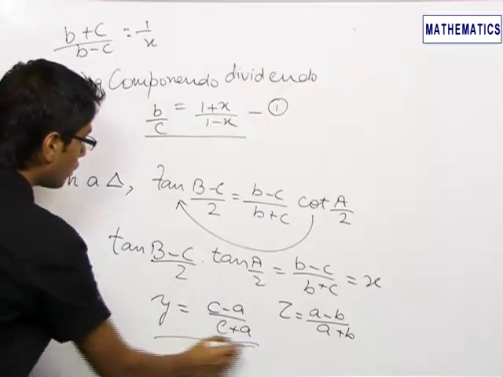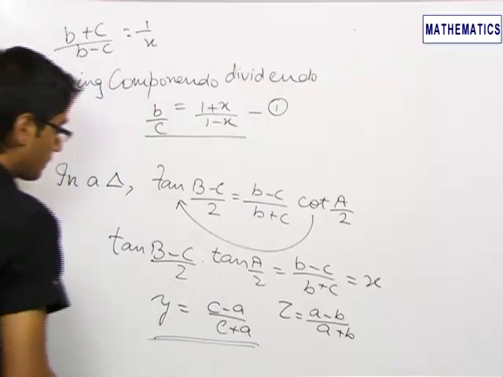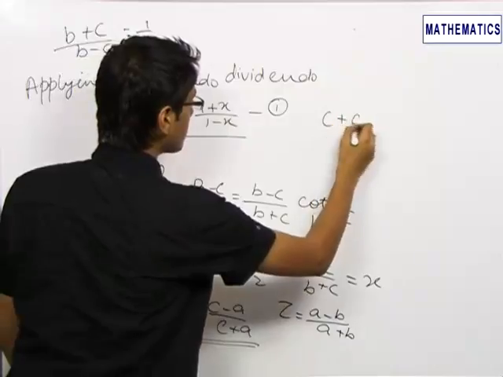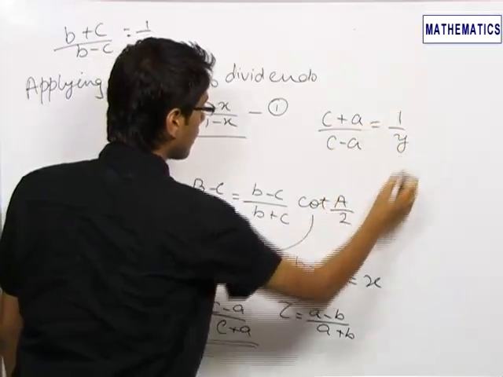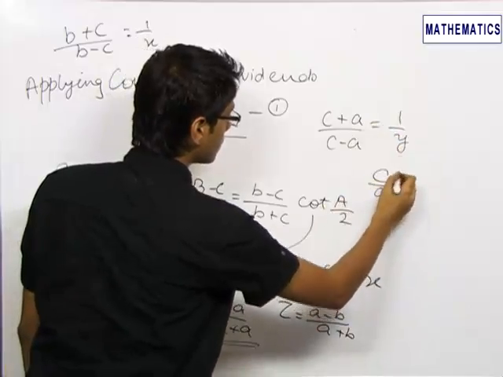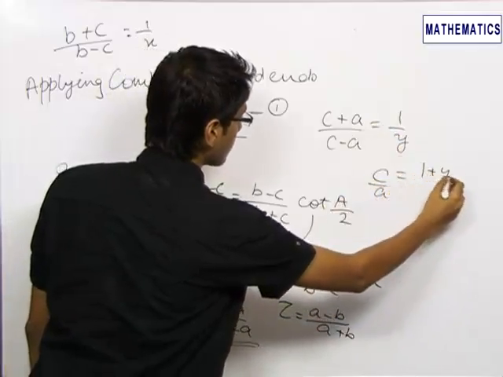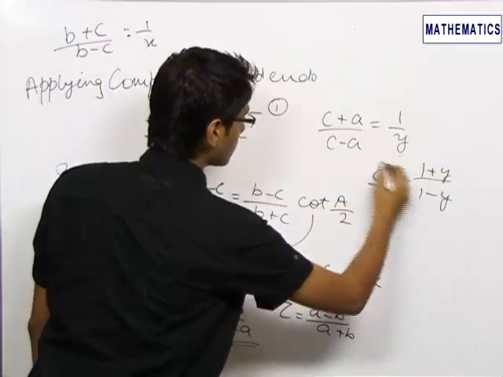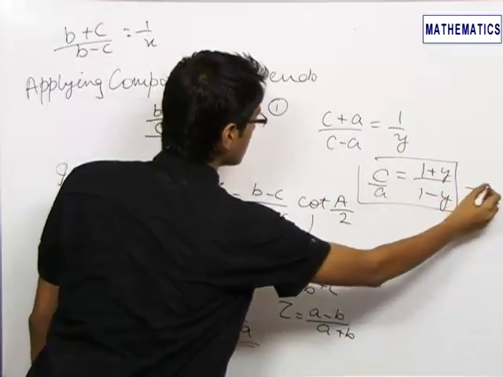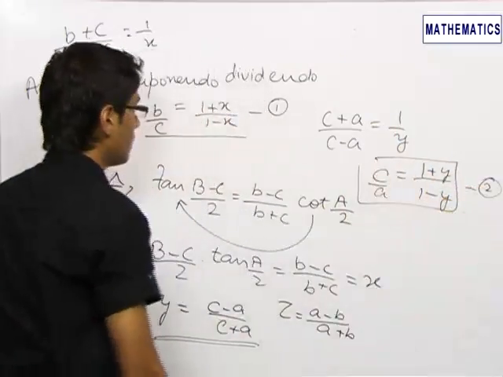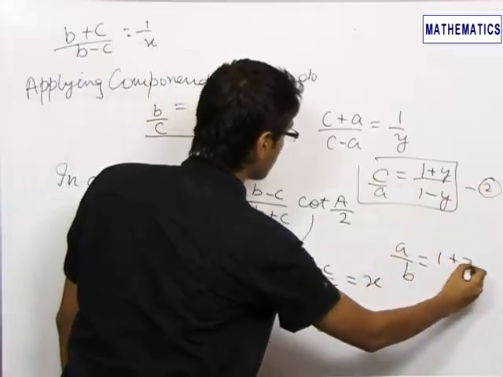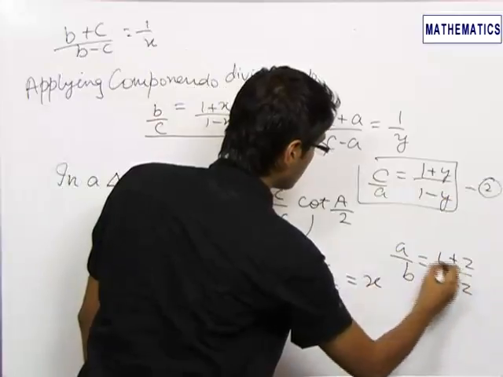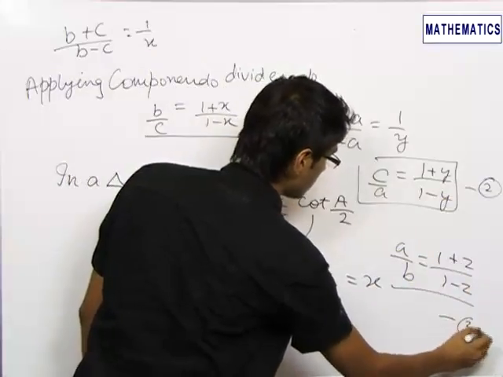Similarly, applying componendo dividendo on this term, we will get (c plus a) upon (c minus a) equals 1 upon y. We will get c upon a equals (1 plus y) upon (1 minus y). This is the second equation. And similarly, a upon b equals (1 plus z) upon (1 minus z). This is the third equation.